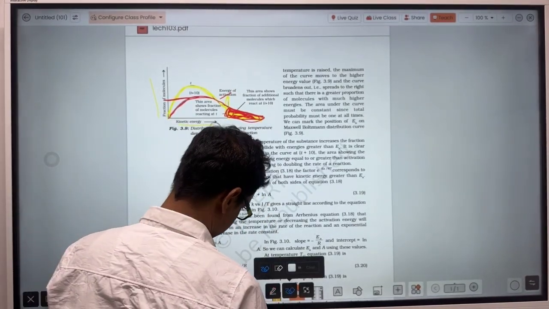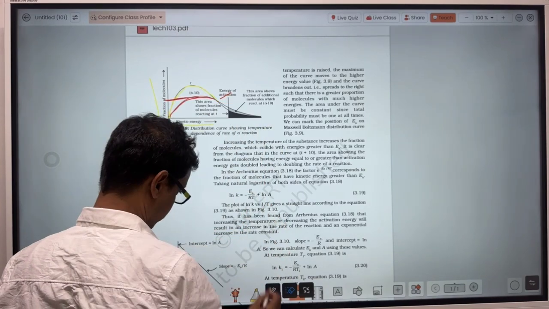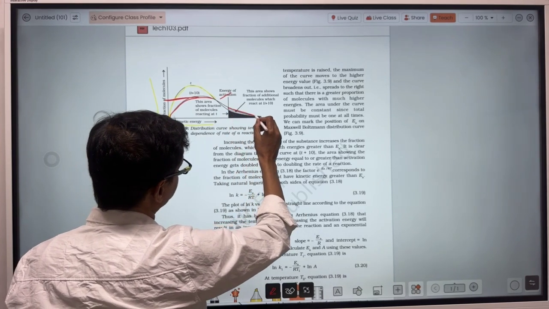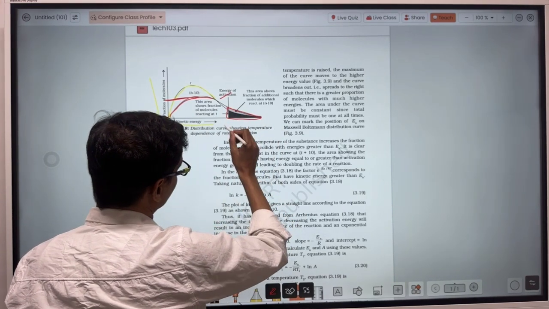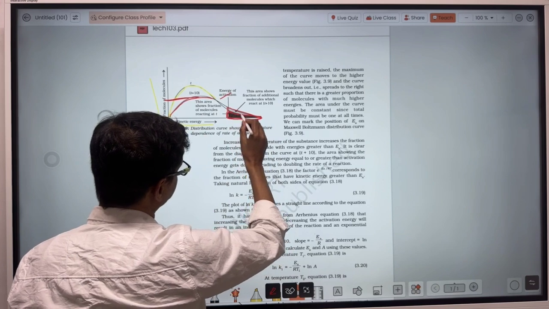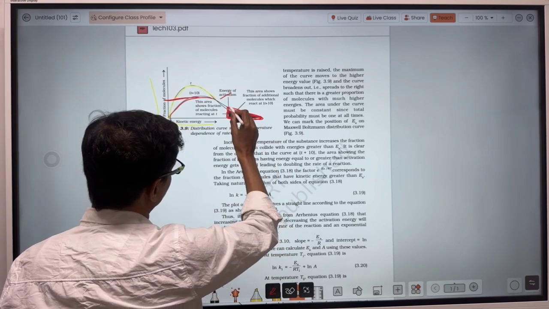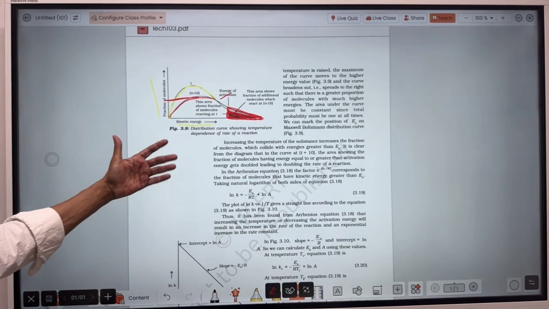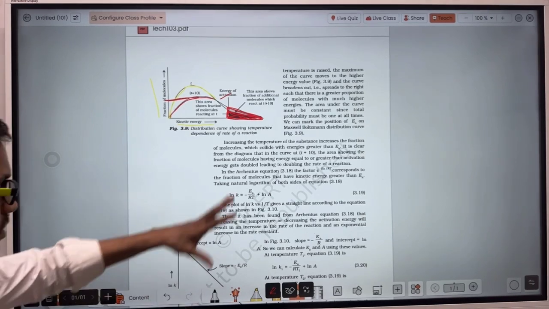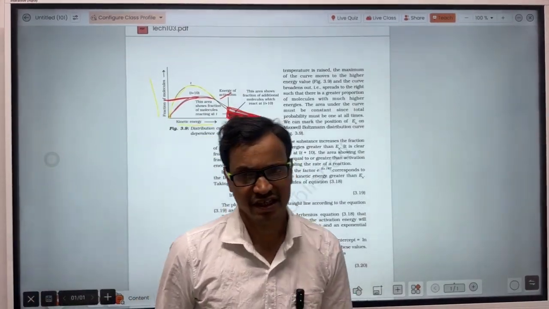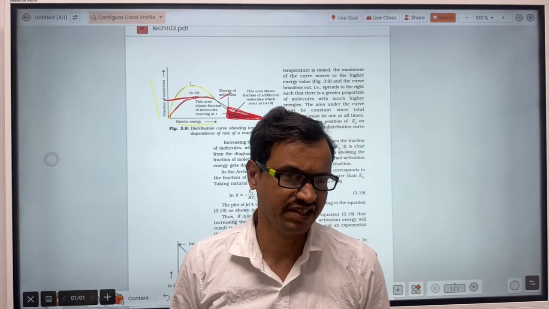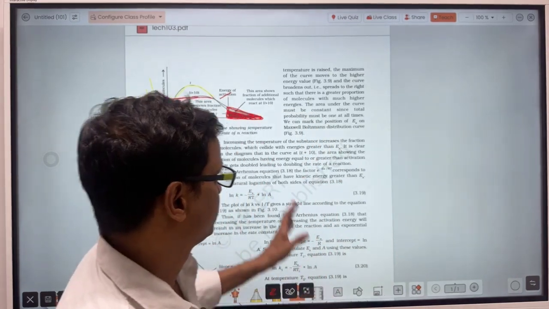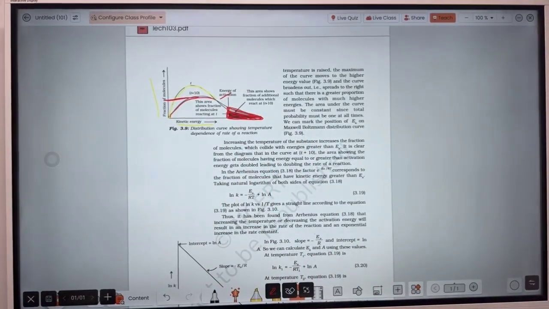And you may watch out, this whole area from here to here is twice of this area. So that's the reason for every 10 degrees Celsius rise in temperature, the molecules having energy greater than activation energy become double. That's why for a 10 degrees Celsius rise in temperature, the rate of reaction becomes double.